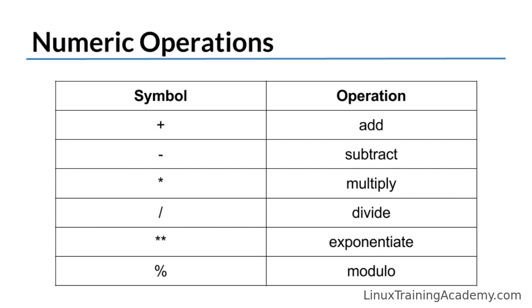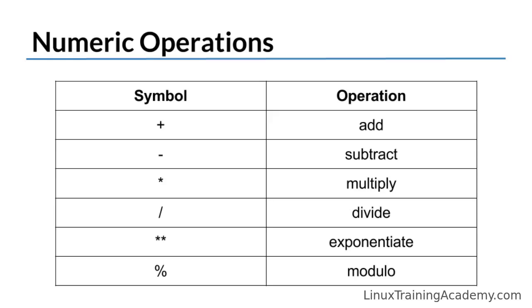The Python interpreter can perform several operations with numbers. This table lists the most commonly used numeric operations. Use the plus sign to perform addition, a hyphen or a dash to perform subtraction. Use an asterisk to perform multiplication. I want to point out that if you add, subtract, or multiply an integer with a floating point number, the result will always be a floating point number. The division operator, or a /, performs floating point division and will always return a floating point number.